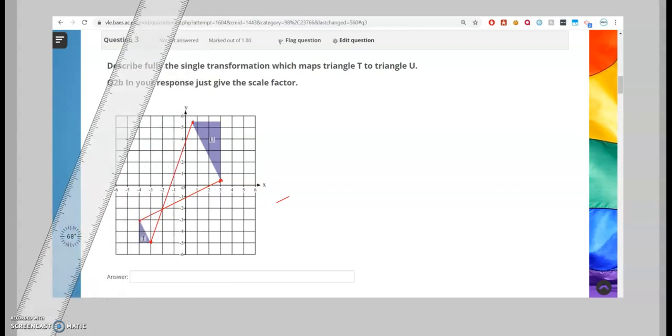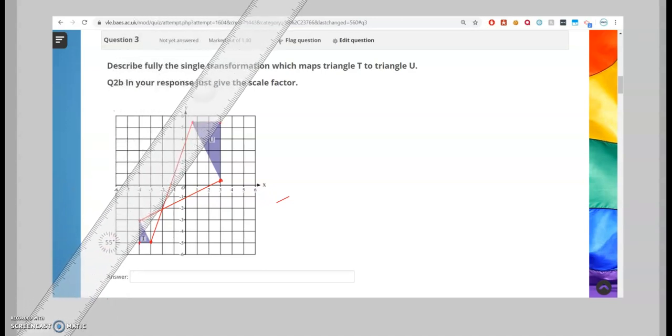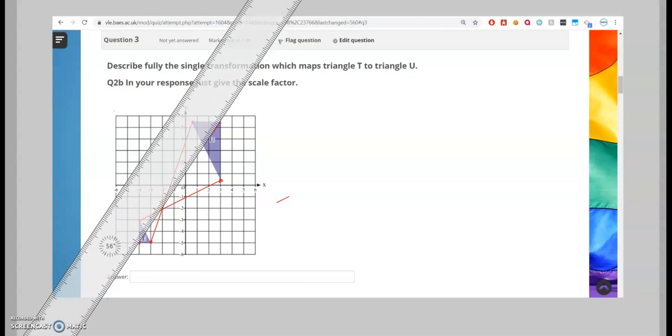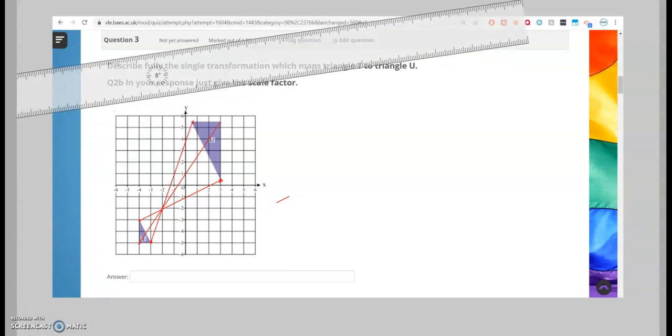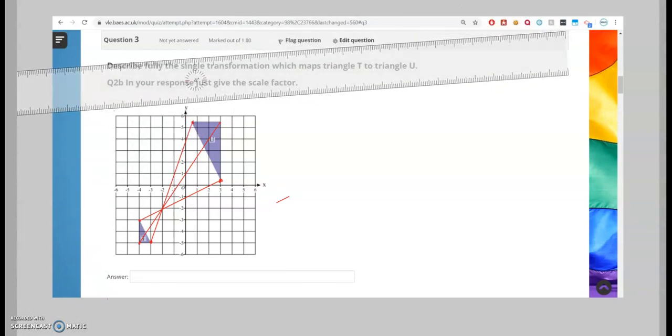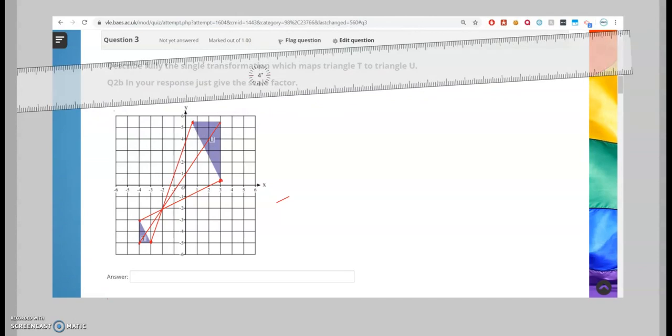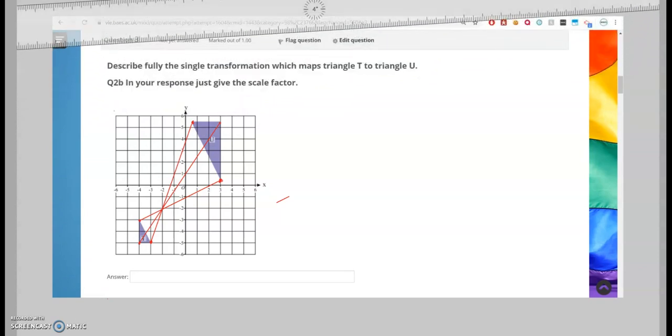And finally, this right angle is shown here. So as you can see, we've found the center of enlargement, which is this point.